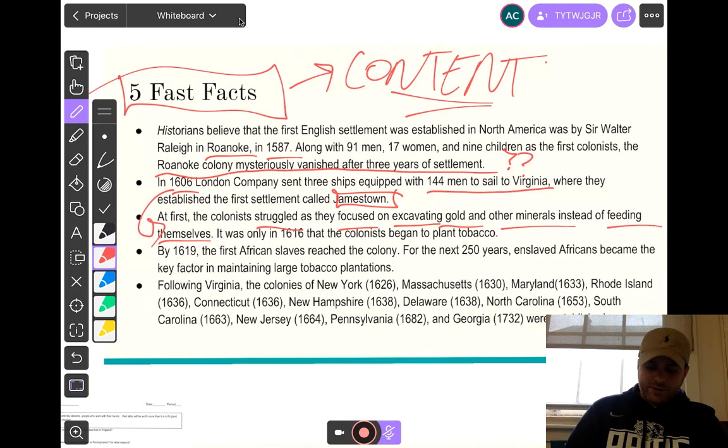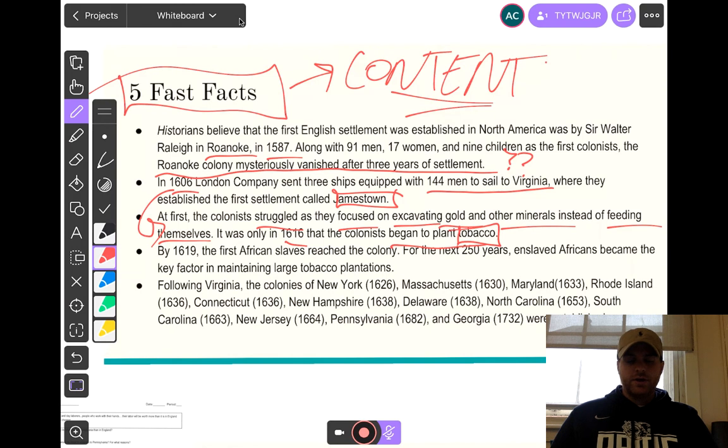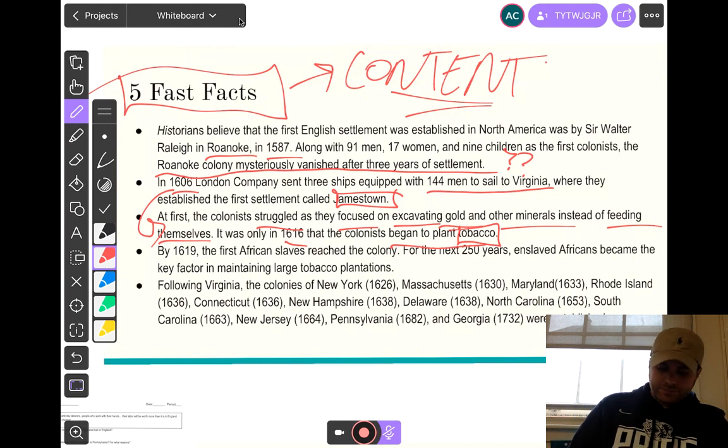We really only see this group start to succeed when they start to plant tobacco in 1616. Tobacco becomes a crop that these colonists can sell, trade, and make money from, and they can sustain the colonies.